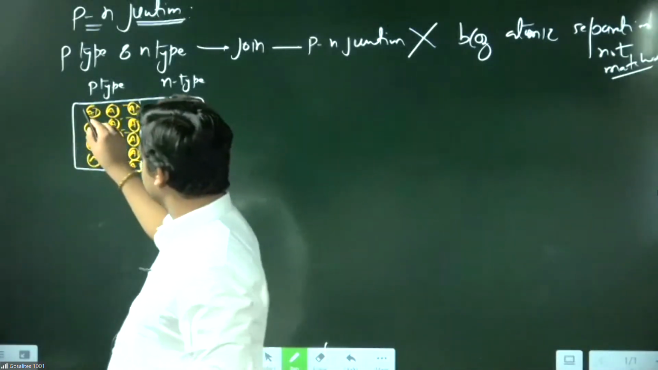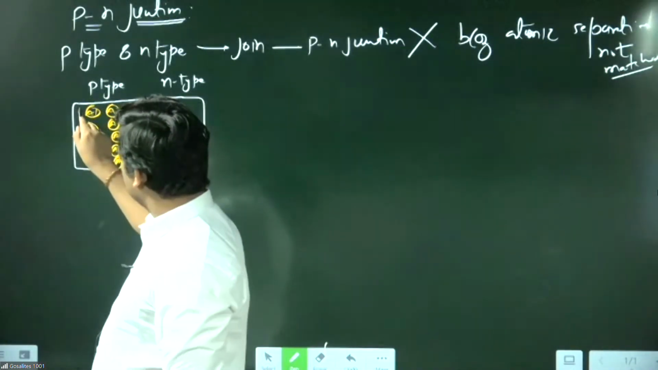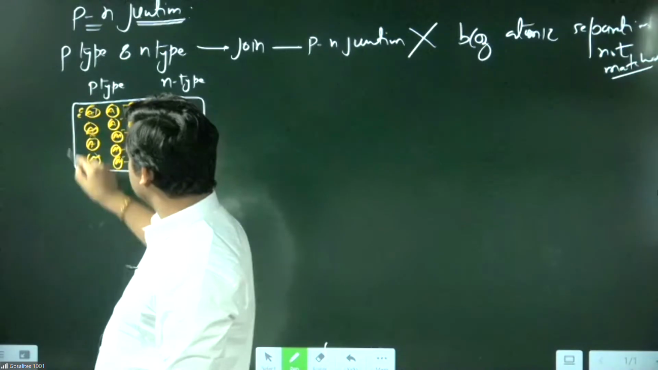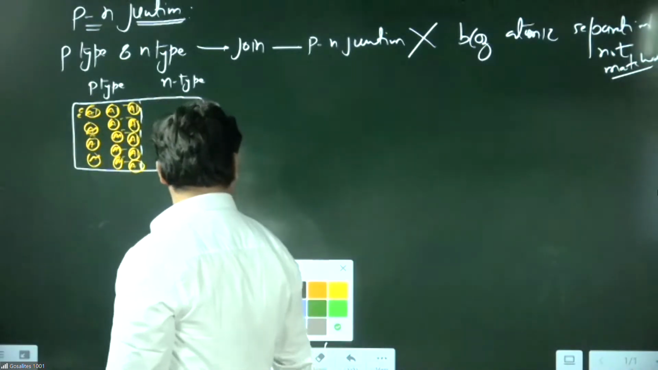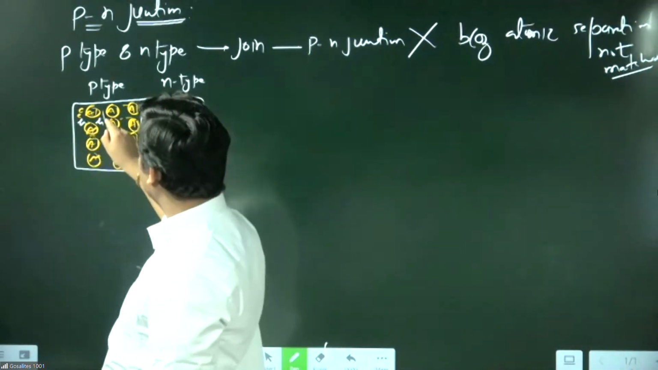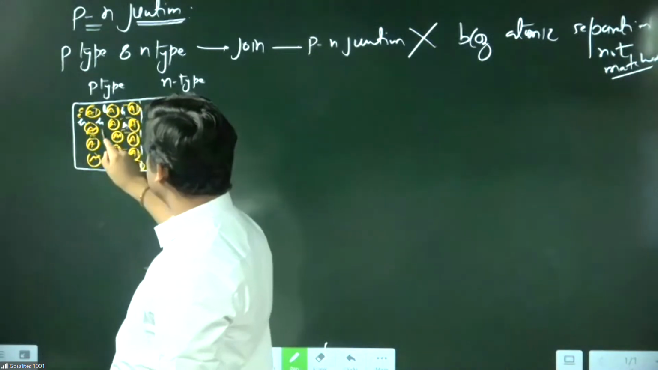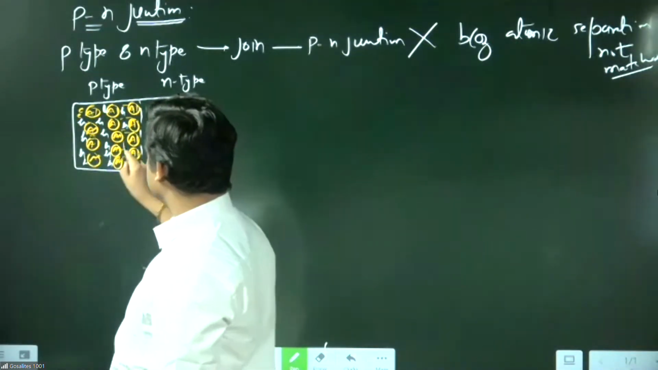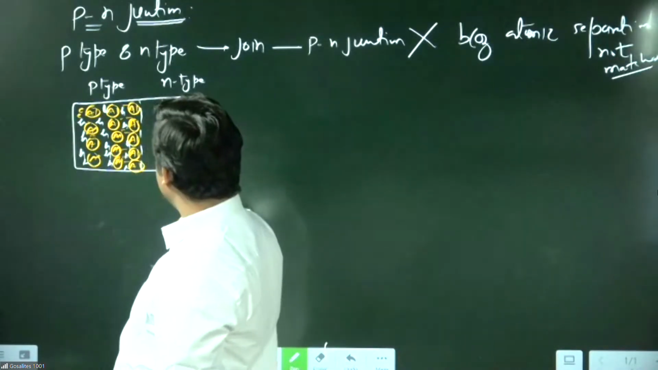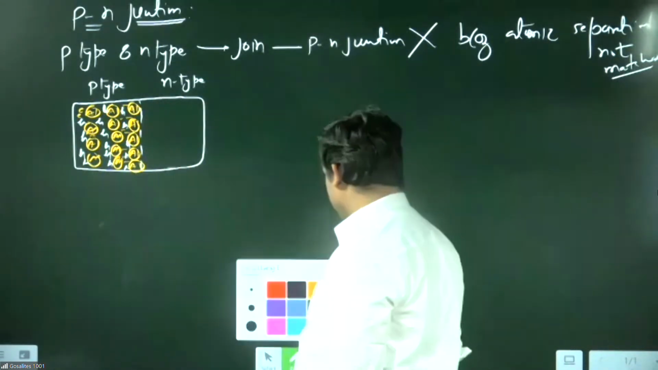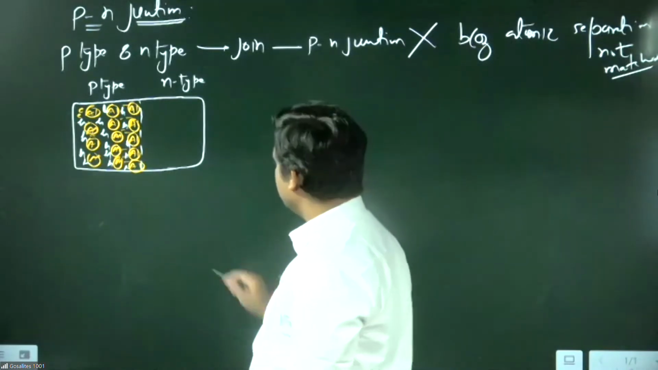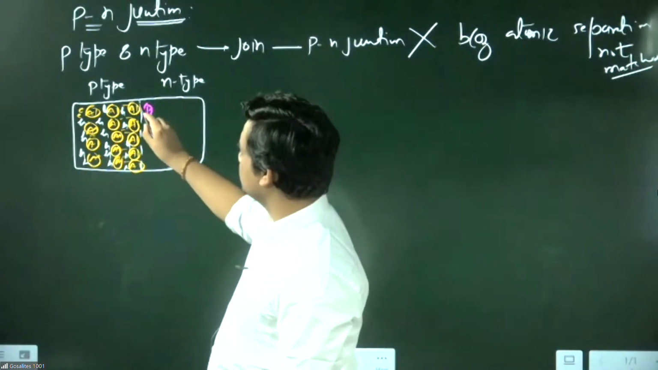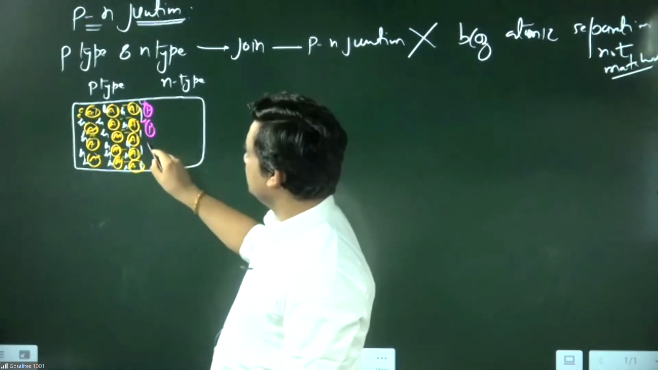Here we have some electrons, but the majority is holes. We are having a huge number of holes in this. On this N side, we were having phosphorus, and this phosphorus is positively charged.